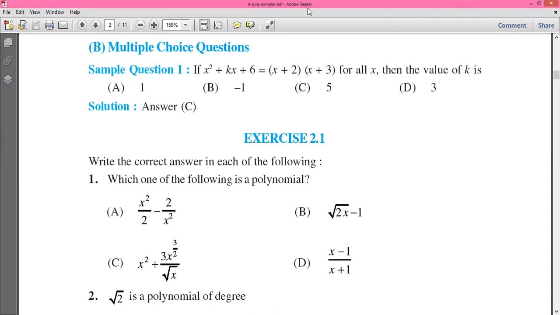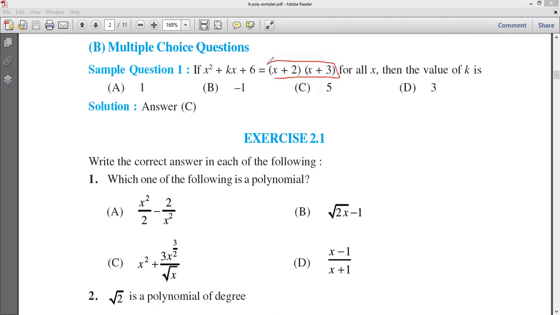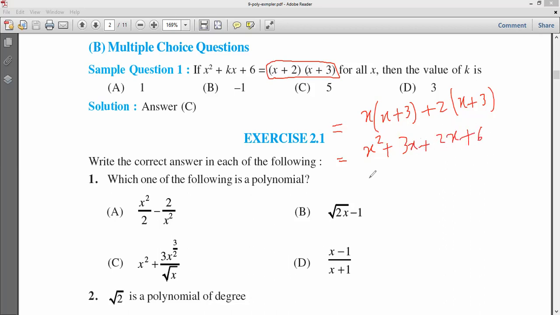First of all, you have to open the bracket on the right side. Opening of brackets you already studied in class 8. How to open? Tell me. x into (x plus 3) plus 2 into (x plus 3). Further, open the bracket by applying the distributive property. What will you get? x square plus 3x plus 2x plus 6.